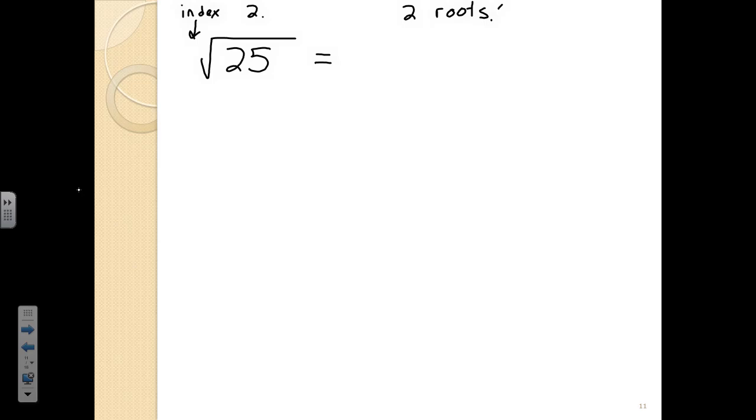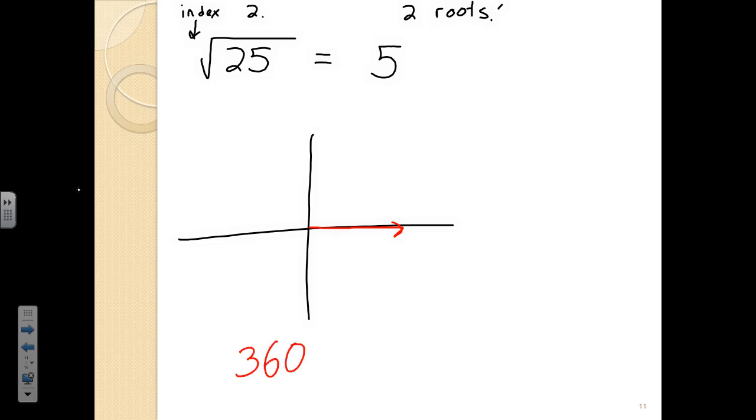Now most people would say, oh, the square root of 25, that's 5. That's true, that's the principal root. But think about this. Where is 5? Well, 5 is 5 units off here to the right. But since there's two roots, there must be another one. 360 degrees, evenly spaced in this plane, split up amongst two roots, means that the two roots must be 180 degrees apart.